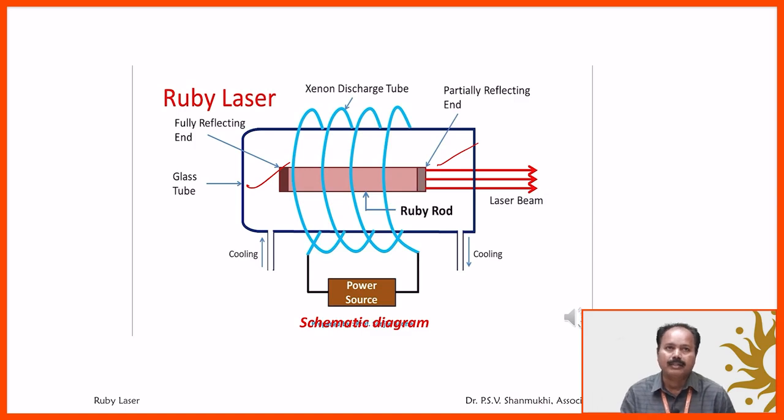The opposite ends are maintained in such a way that one end is 100% reflecting, and this is the partially reflecting end. The remaining surfaces are maintained rough to prevent the emission of light through them. These two constitute the optical resonator or Fabry-Perot resonator arrangement. The ruby rod is surrounded by a helical xenon flash lamp, which produces white light in the form of sparks.